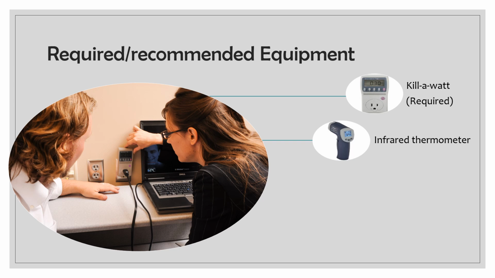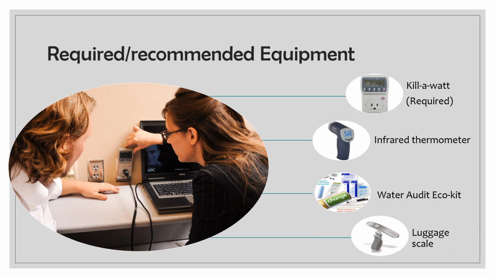You may get an infrared thermometer. Those can be handy and they're fun. You can get a water audit eco kit from Amazon, or you can just use a cup measure. And it's helpful to have a luggage scale, although if you don't mind standing on a regular scale and then subtracting the weight of your waste audit, you can do that as well. All of these are pretty reasonably priced.